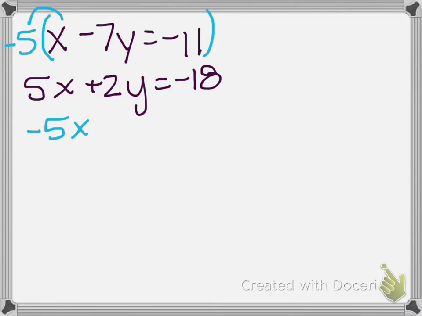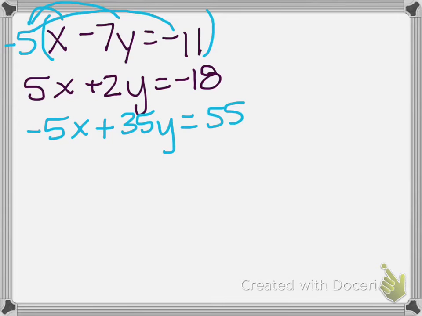So I'm going to continue to distribute. So I distribute the negative 5 to the negative 7y. Negative times a negative is positive, and 5 times 7 is 35y. And then we distribute the negative 5 to the negative 11. Again, negative times negative is positive, and 5 times 11 is 55. So we end up with some pretty big numbers, but that's okay. And then I'm going to rewrite that other second equation down below so that I can see them lined up just the way I need to.